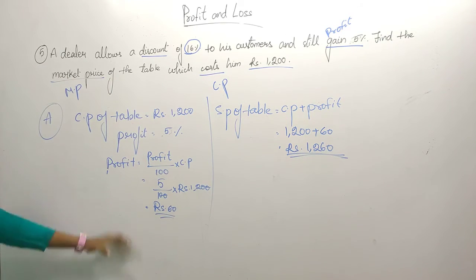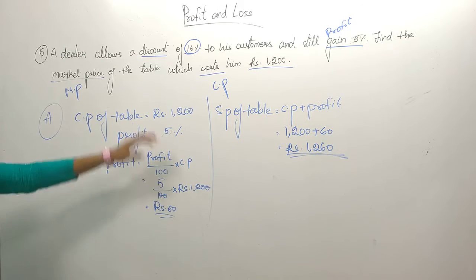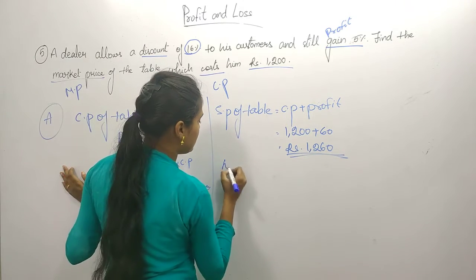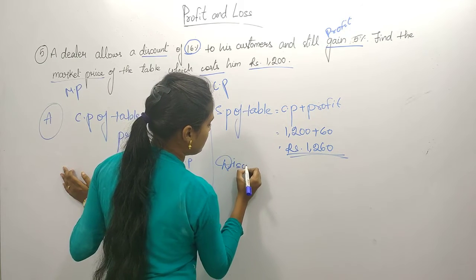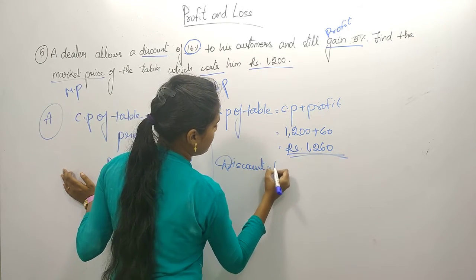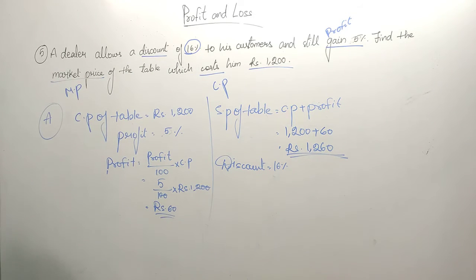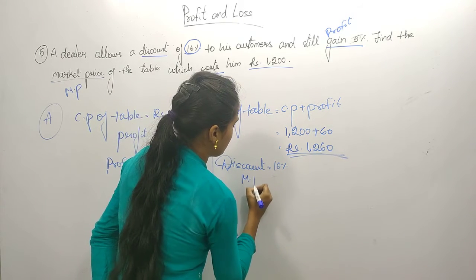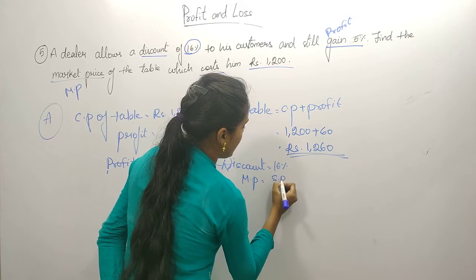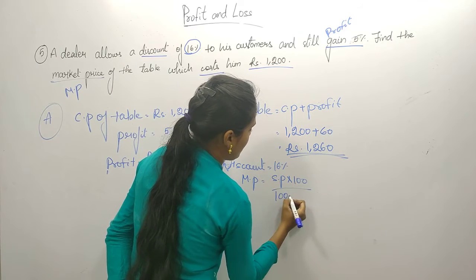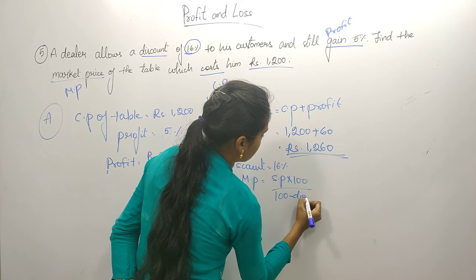Profit we found out. Selling price we also found out. Now how much discount did he give? Discount of 16%. Then what was he told to find out? You have to find the market price. What is the market price formula? Market price is equal to selling price into 100 by 100 minus discount percent.